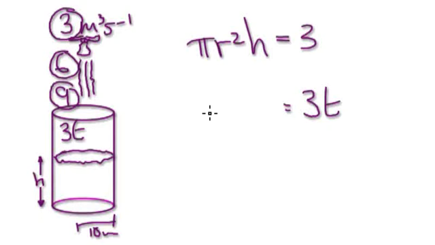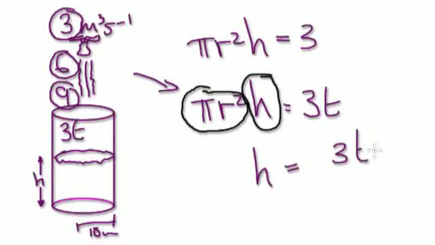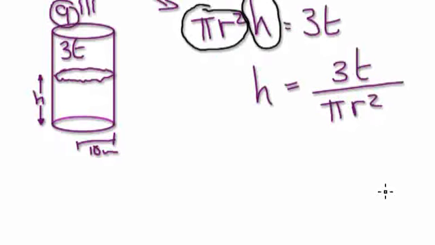Okay, and then how does that work? Well, look at this here. Pi r squared times h equals this here. Let's rearrange it so that we make h the subject. We can imagine this as being a bubble times this bubble here. So divide both sides by this bubble here. So it will be h equals 3t over pi r squared.